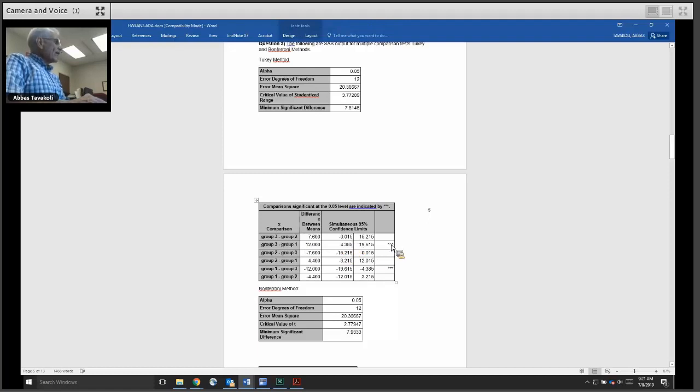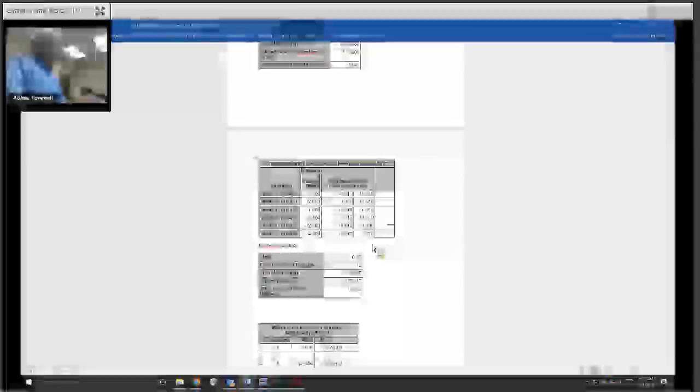So here, when you have asterisks, that means it's significant. Or you can look at whether 0 is in your confidence interval. See here, it goes from negative to positive, so 0 is in the interval. That means it's not significant. But if 0 is not in the interval, like here, where you have two negative values or two positive values, that means it's significant.